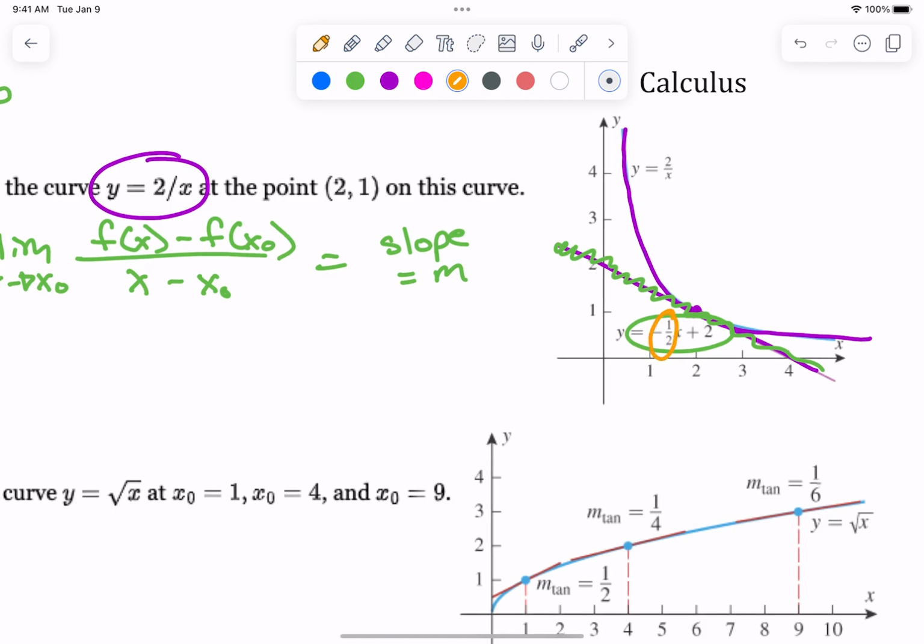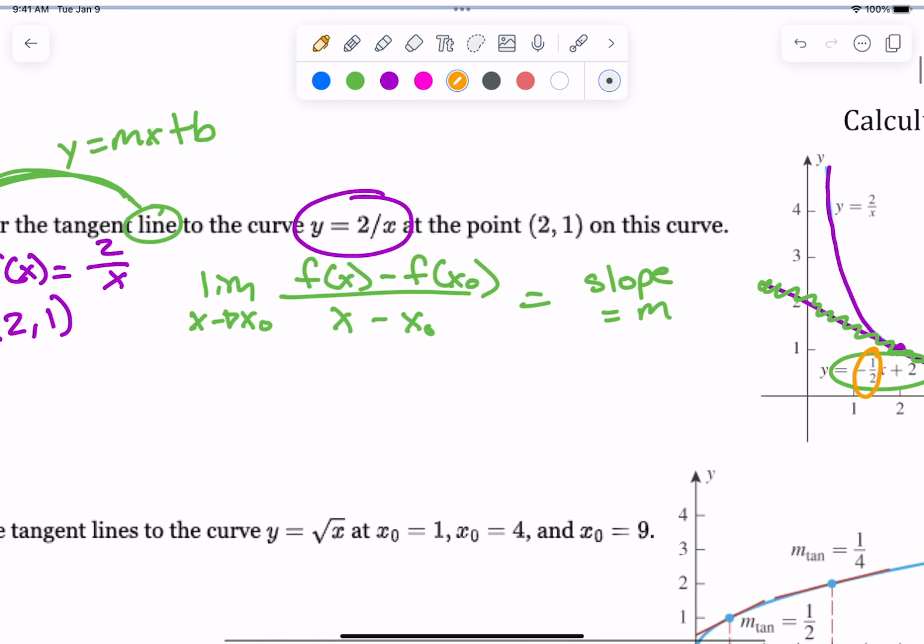Negative 1/2 right here. That's what we're looking for. That's what this thing is going to give to us. So we know what the answer is. I'm going to show you how we get to that. Okay, ready? We know the answer should be negative 1/2.